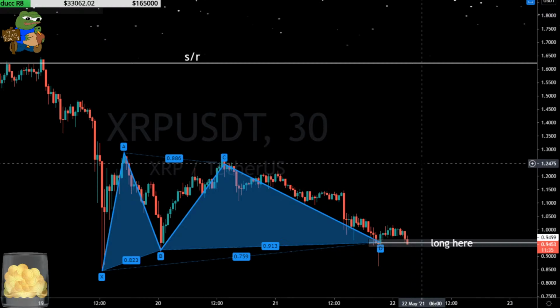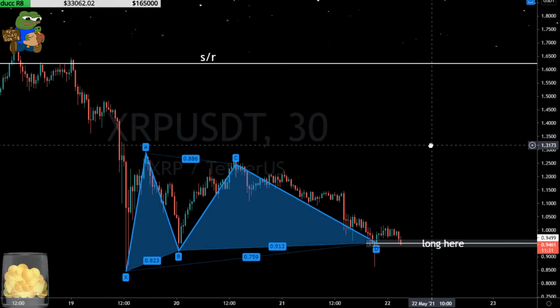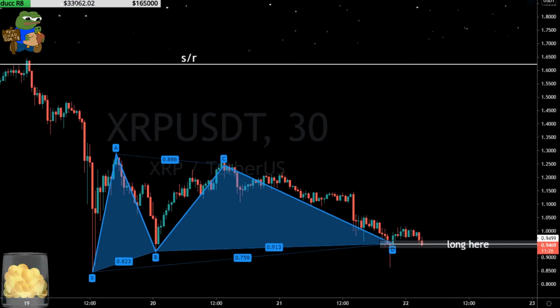So XRP is now, I mean, you're basically getting a double bottom inside of that long area, the D pattern completion zone, long entry area, okay?